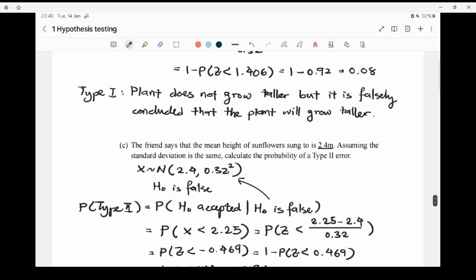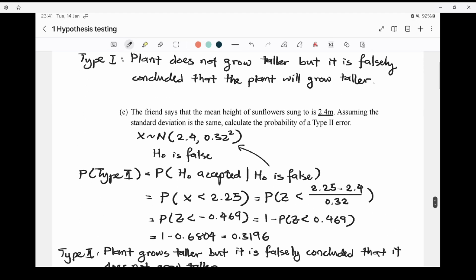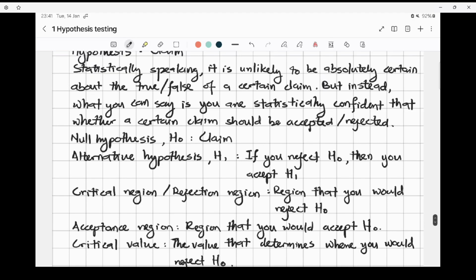So that's how you calculate your probability for type 1 error and type 2 error respectively. That's all for this chapter.